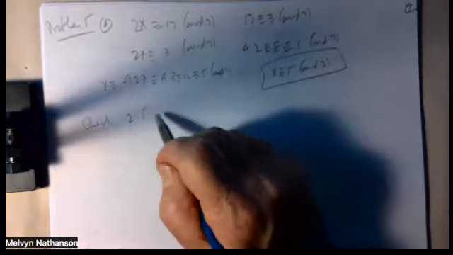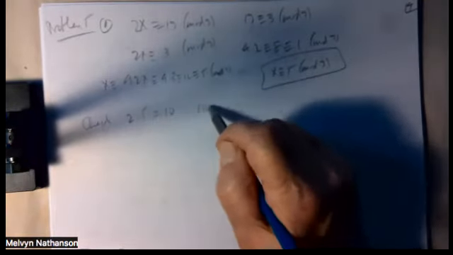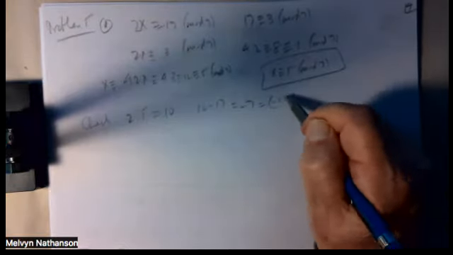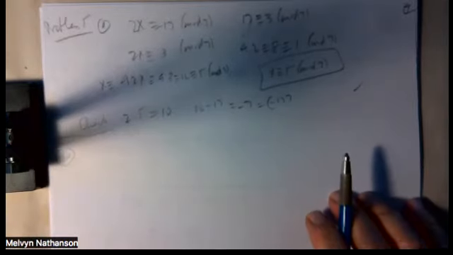And you can check. 2 times 5 is 10, and 10 minus 17 is minus 7. It's minus 1 times 7. So 2 times 5 is congruent to 17 mod 7. It checks. Okay. Any questions about that?